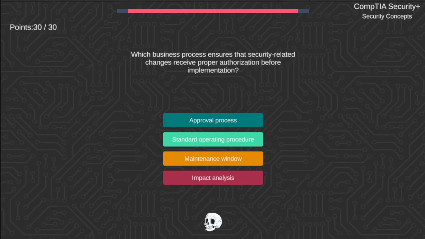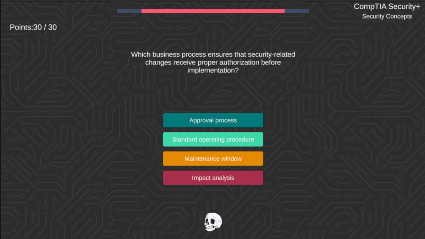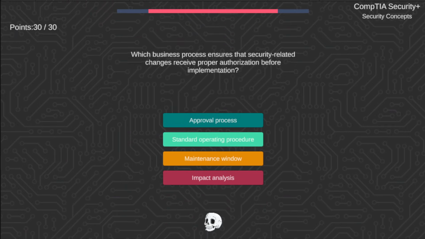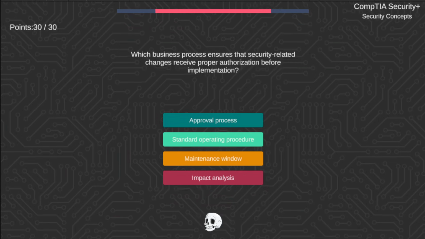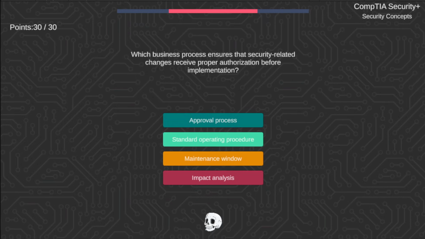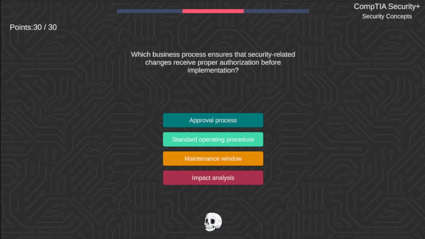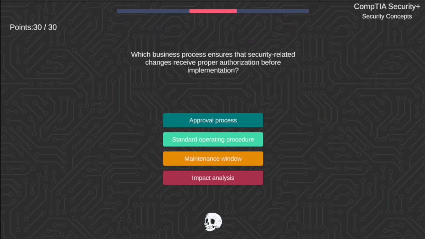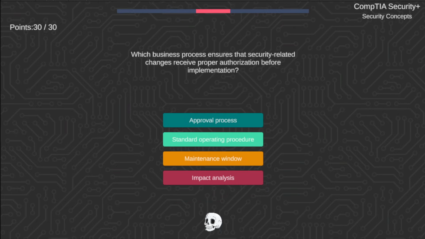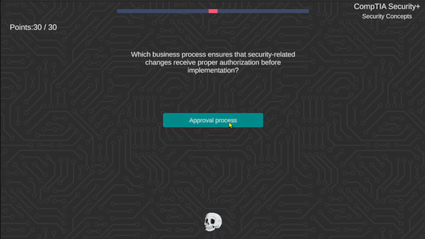Which business process ensures that security-related changes receive proper authorization before implementation? Approval process, standard operating procedure, maintenance window, or impact analysis? Ensures that security-related changes receive proper authorization before implementation. Correct answer is approval process.